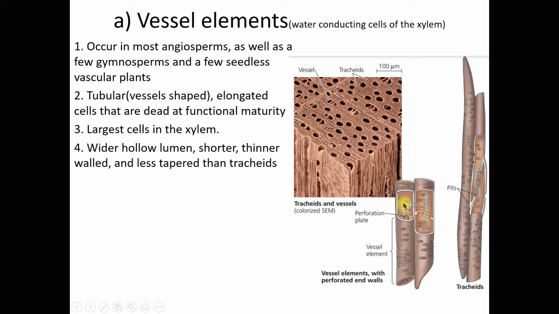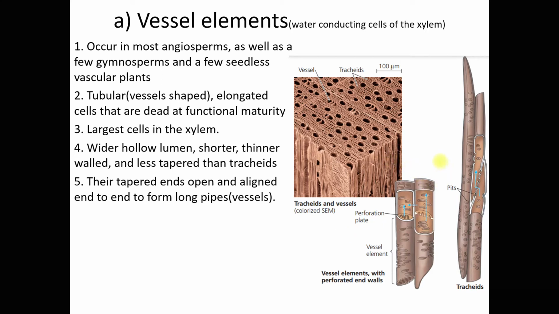Okay, then these vessel elements have tapered ends, right? Yeah, tapered ends open, right, and align end to end to form long pipes. Boleh faham? Tengok dia open, alright. These tapered ends are open and aligned end to end from one vessel element to another vessel element. Sorry, these are tracheids. Sorry, misleading. Yang ini. Okay, so it's tapered ends. Right, tapered ends are open and align end to end to form long pipes. Dia sangat panjang. Pipe yang sangat panjang.